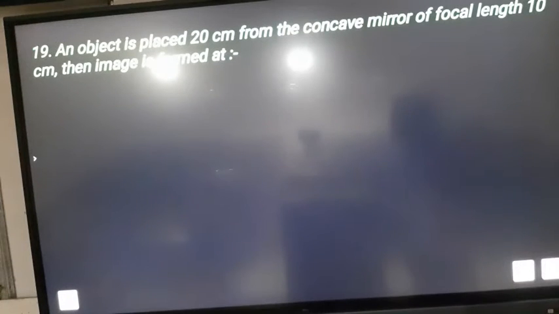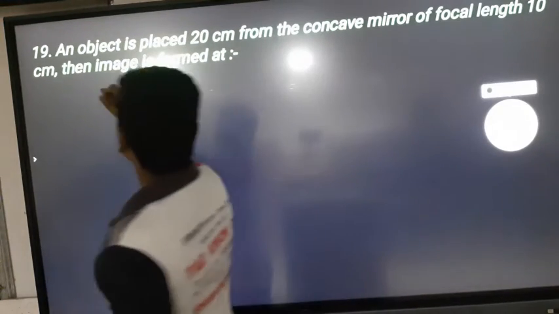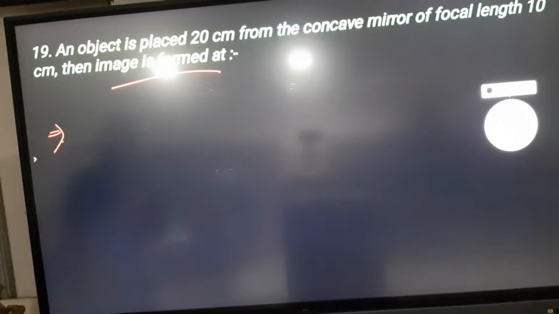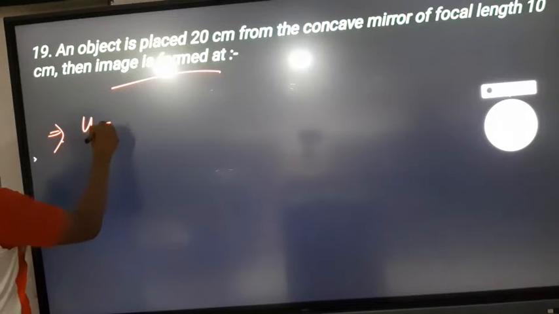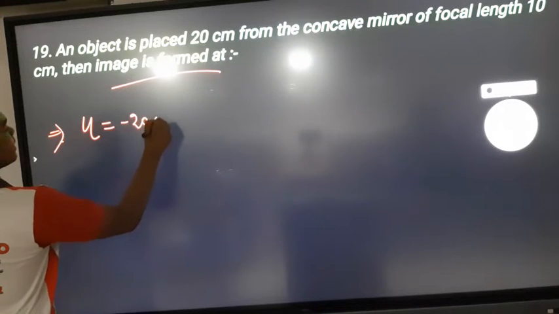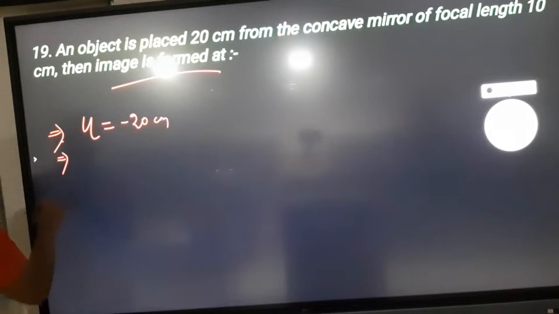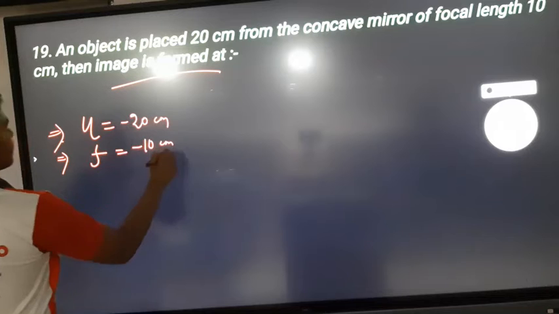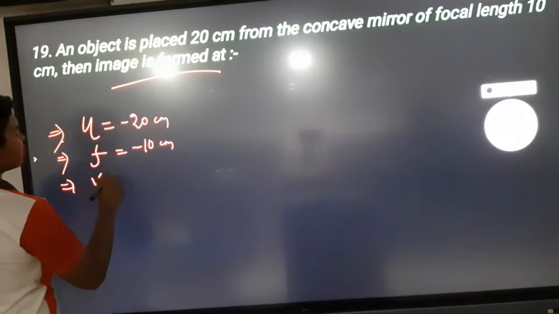The next question: an object is placed 20 cm from a concave mirror of focal length 10 cm. Then the image is formed at what distance? Again we have to find the image distance. The object is placed 20 cm in front of the concave mirror, so u equals minus 20 cm, and the focal length is 10 cm. The focal length of a concave mirror is always negative. We have to find v.